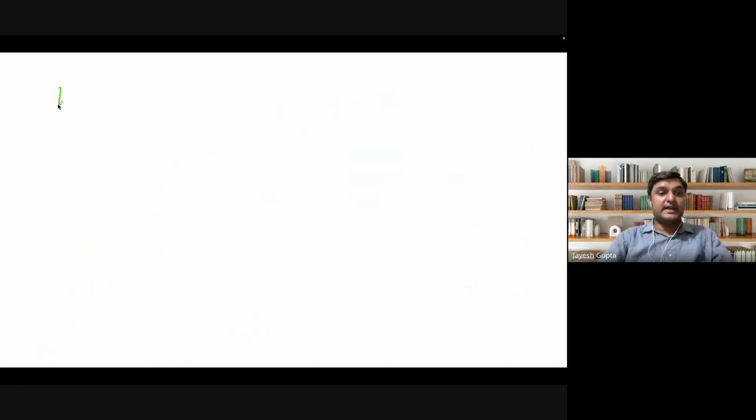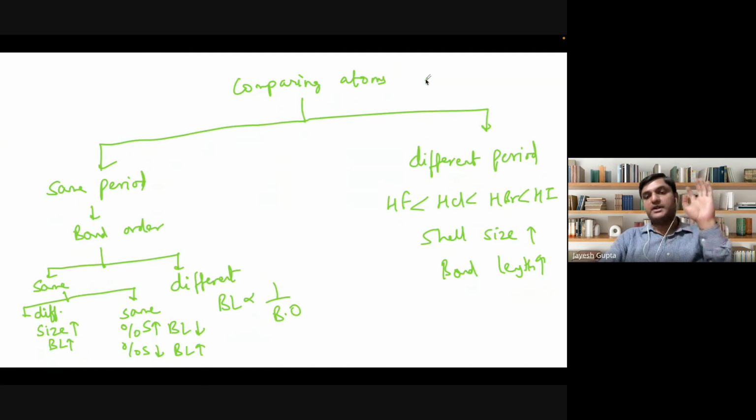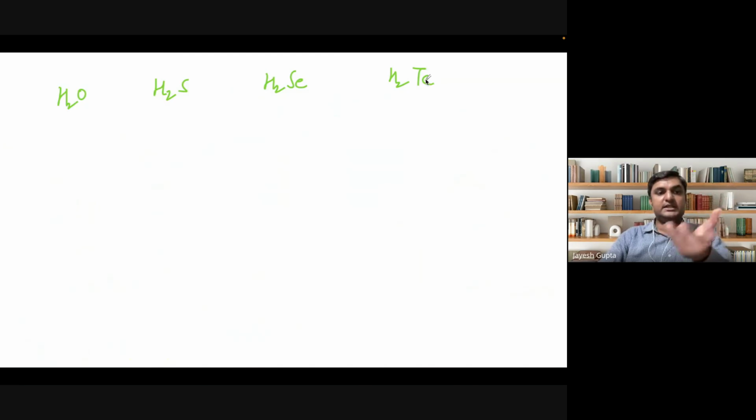So suppose first one I have taken H2O, H2S, H2Se, H2Te. So first you have to see across the same period or across a different period. So you can see it is across the group, different periods, so size increases, the bond length will increase, very easy. So sizes you have to see here, that is increasing.